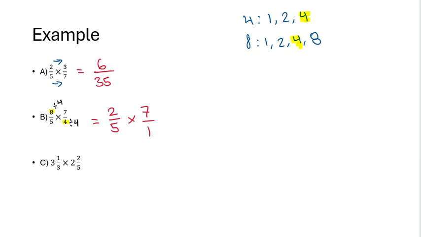And this makes my multiplying a whole lot easier, so I can just multiply like normal. Just go across like that. 2 times 7 is 14. 5 times 1 is 5.